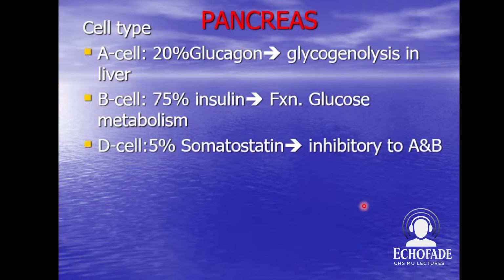The other cell types are the D cells or delta cells, comprising about 5%, and these secrete the hormone somatostatin. Somatostatin inhibits both A cells and B cells. What is glucose used for? Production of energy and growth.